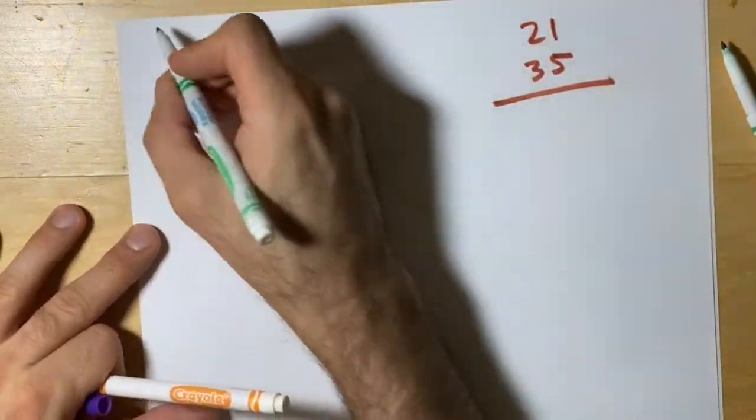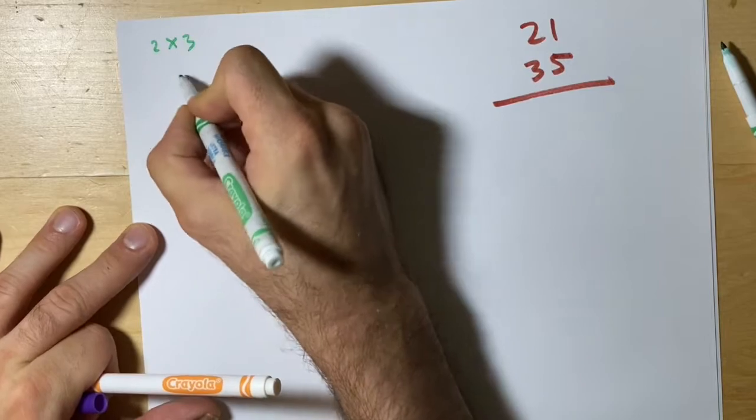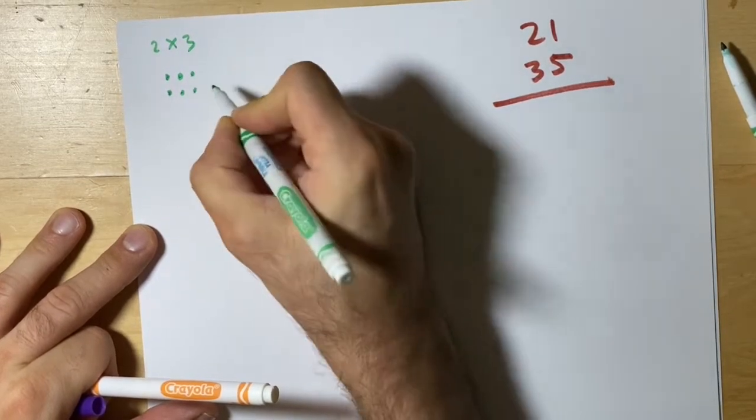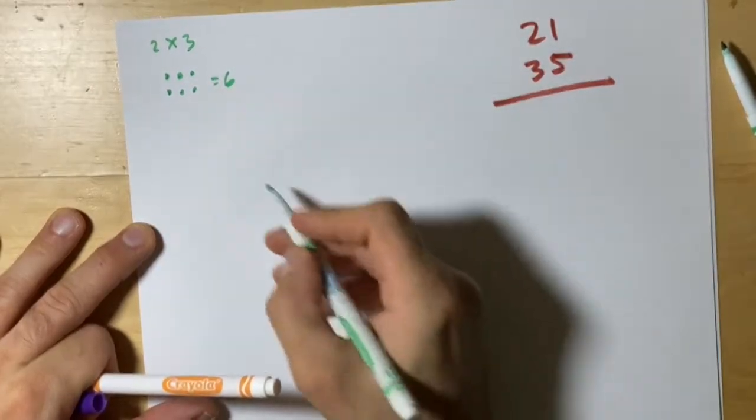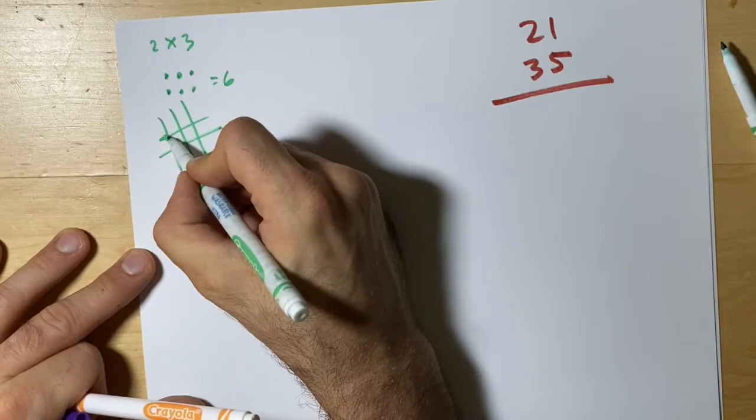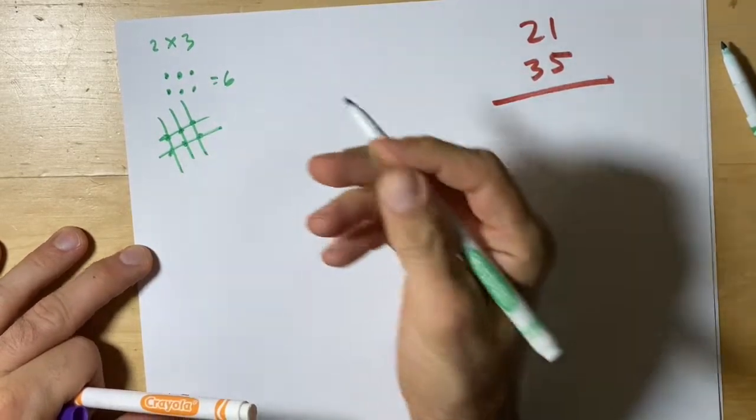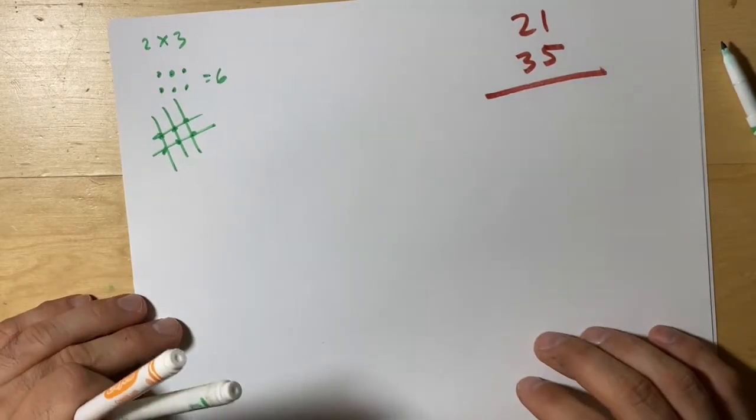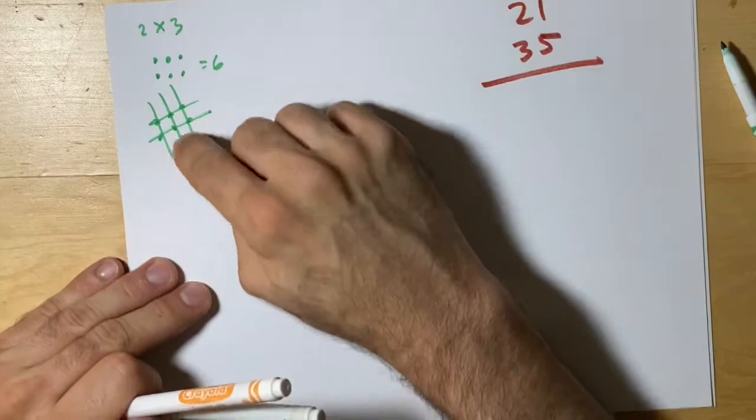So, one of the reasons is like 2 times 3 is 2 rows of 3, 6. So we're talking about 2 times 3. 1, 2, 3, 4, 5, 6. So multiplication is basically rows and columns. You could think of it that way. And when using rows and columns, the bigger numbers we have, we don't want to count all these dots.